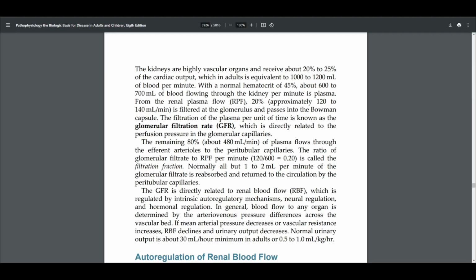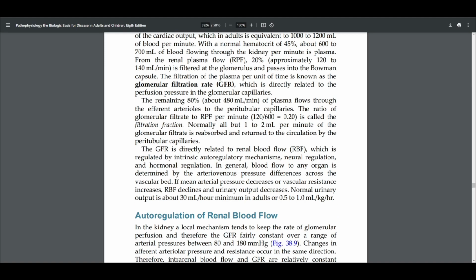The filtration of plasma per unit of time is known as the glomerular filtration rate, or GFR, which is directly related to the perfusion pressure in the glomerular capillaries. The remaining 80%, about 480 ml of plasma, flows through the efferent arterioles to the peritubular capillaries. The ratio of glomerular filtrate to RPF per minute is called the filtration fraction. Normally all but 1 to 2 ml per minute of the glomerular filtration is reabsorbed and returned to the circulation via the peritubular capillaries.